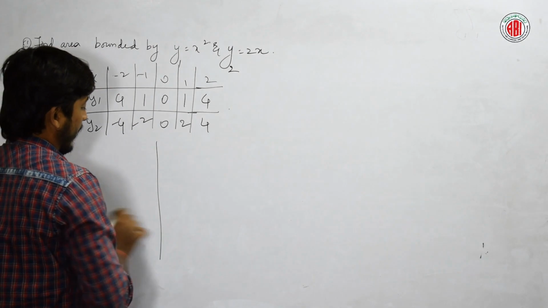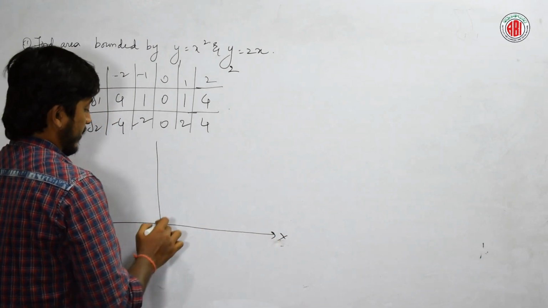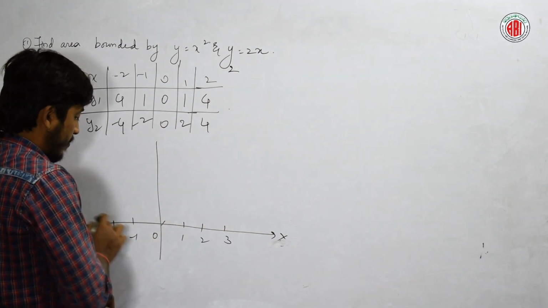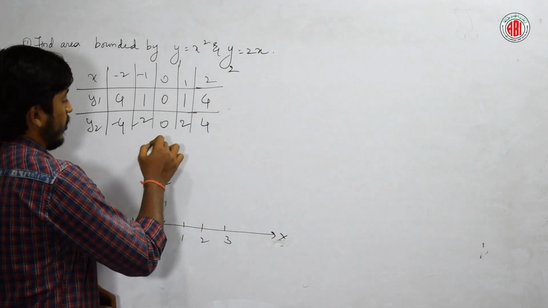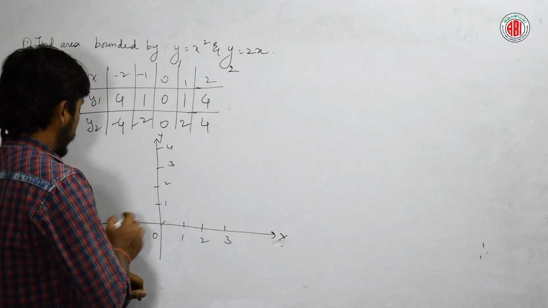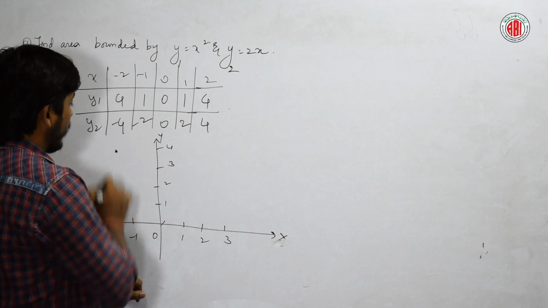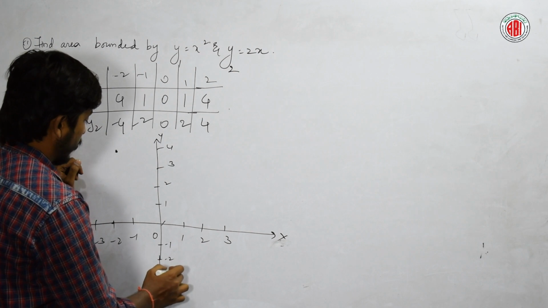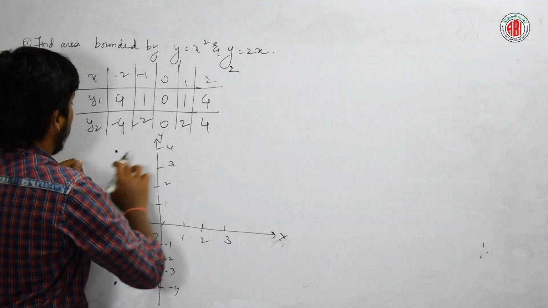So, let me plot it here itself. This is the x axis: 0, 1, 2, 3, minus 1, minus 2, minus 3, and here 1, 2, 3, 4. Now for minus 2 it is plus 4, and here it is minus 1, minus 2, minus 3, and here it is minus 4. Okay, let me plot it for y1.